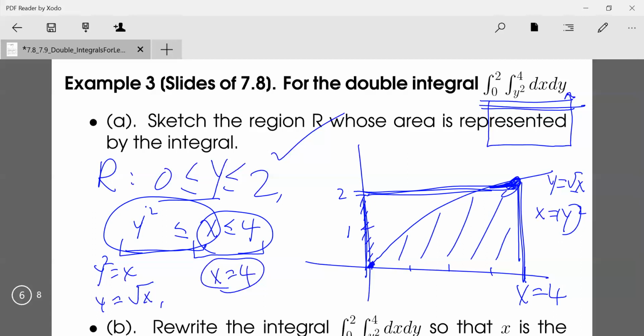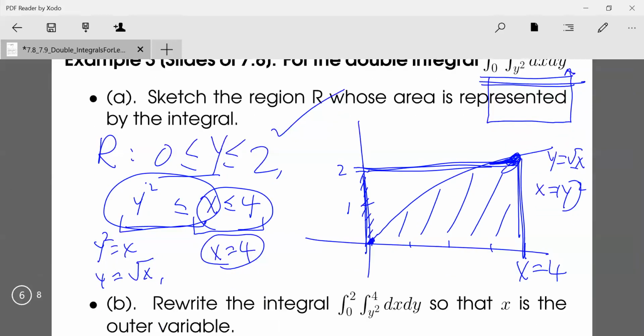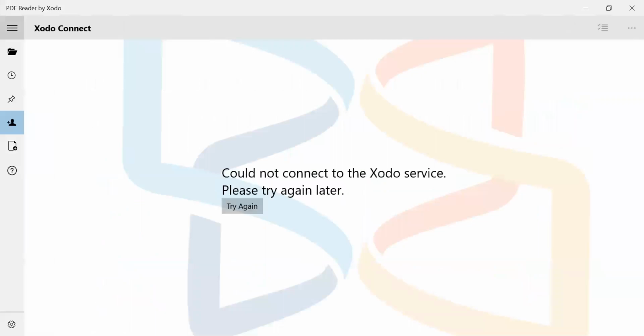So this region is described as... Let me pause this for a moment.